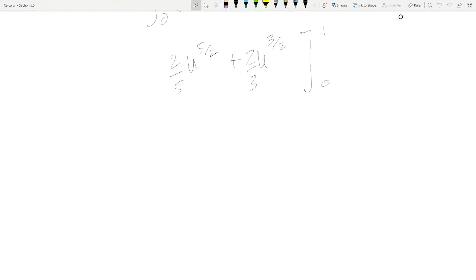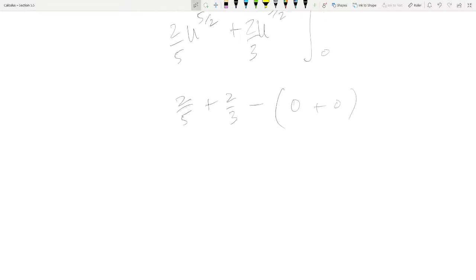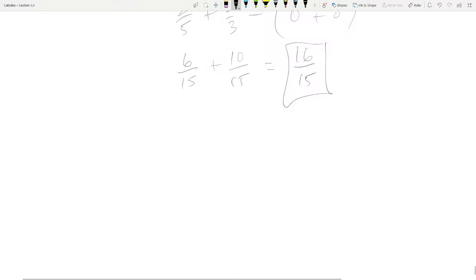So when I plug in 1, I get 2/5 plus 2/3. When I plug in 0, I get 0 plus 0. Okay, so now we get to do some old-fashioned fractions. It looks like my common denominator here should be 15. This one will become 6 over 15, multiplying top and bottom by 3. This one will become 10 over 15, multiplying top and bottom by 5. And now I have 16 over 15, which is my final answer.